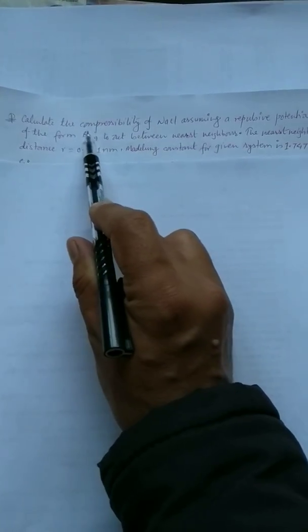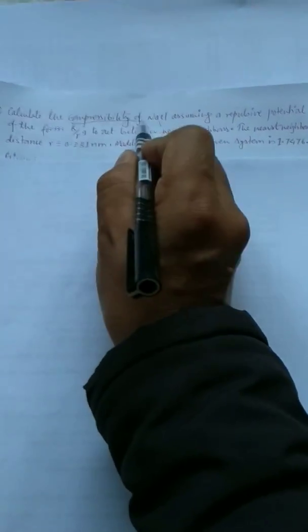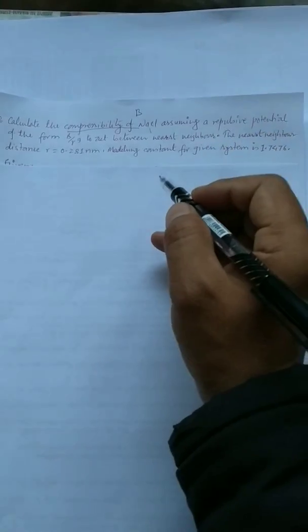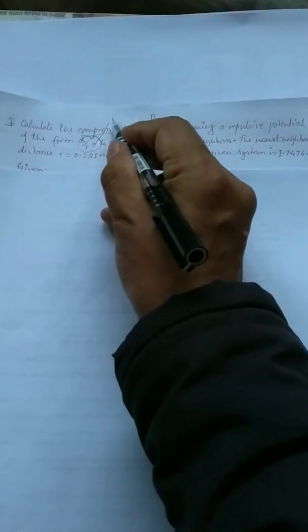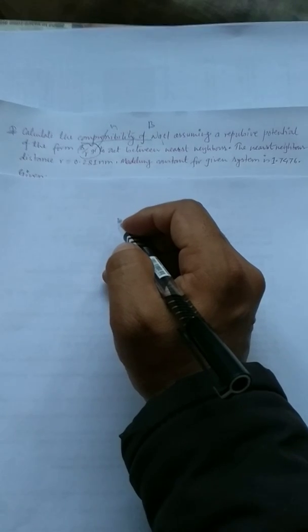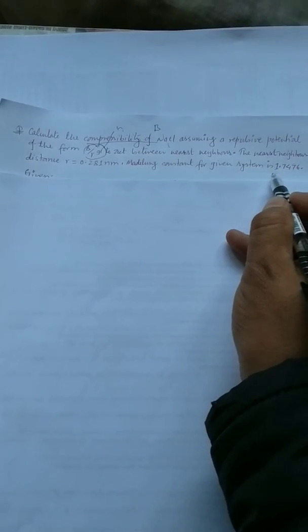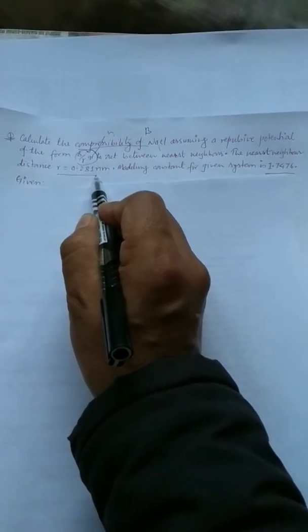It means we have to calculate this compressibility of NaCl, and this compressibility of NaCl is also known as beta, and we know that here is the repulsive exponent from B by R to the power 9. That means value of n is given, it is equal to 9, and the Madelung constant value is given here 1.7476, and nearest distance is given here r equal 0.281 nanometer.